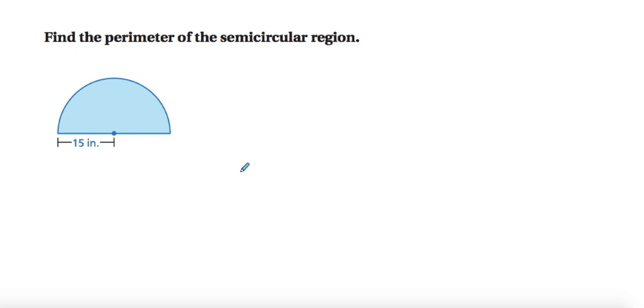Find the perimeter of the semicircular region. So I'm going to start by writing my formula. Circumference is equal to diameter times 3.14. And if it helps you to stay organized, since we are working with half of a circle, I'm going to make sure that I take whatever my answer is and I cut it in half, because we don't need the measure of a full circle. We're only looking at half of our circle.